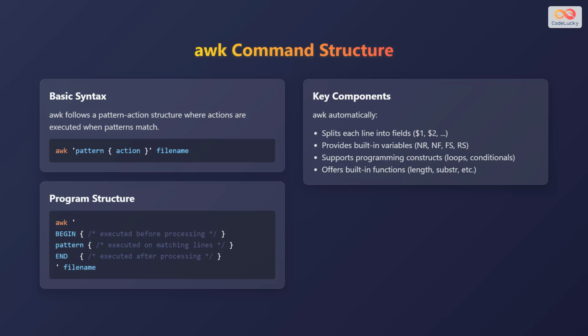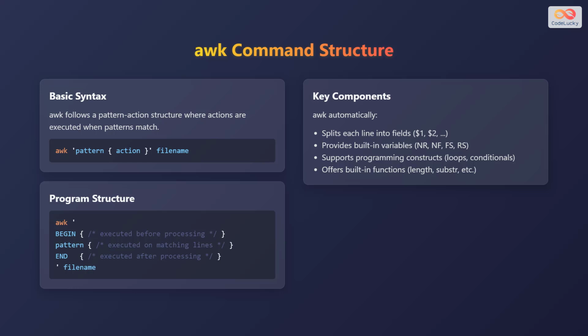Now examine the program structure. An awk program typically includes BEGIN, pattern, and END blocks. The BEGIN block is executed before processing any input. The pattern block is executed on lines that match the specified pattern, and the END block is executed after all lines have been processed.